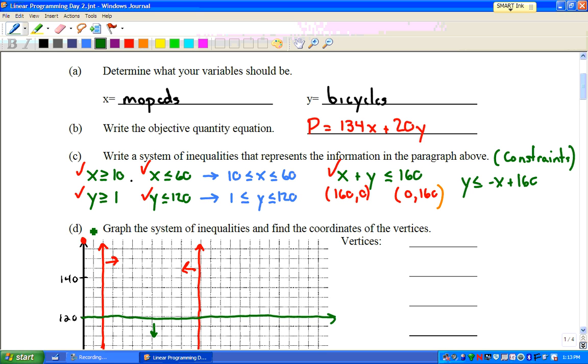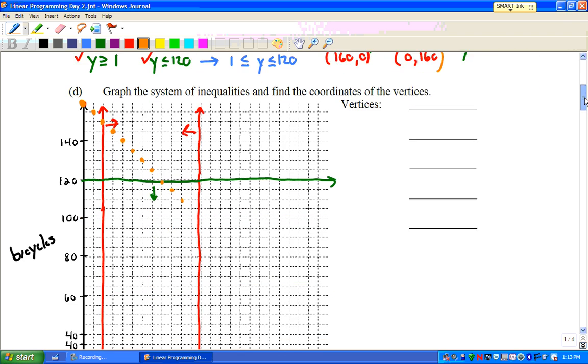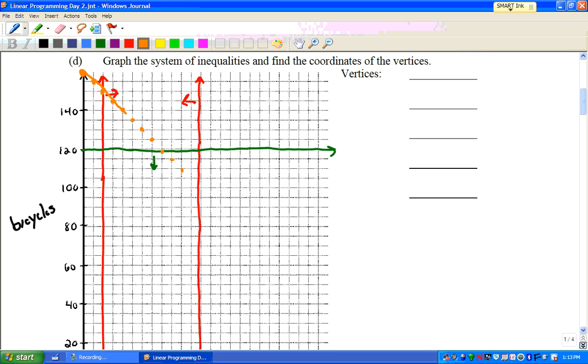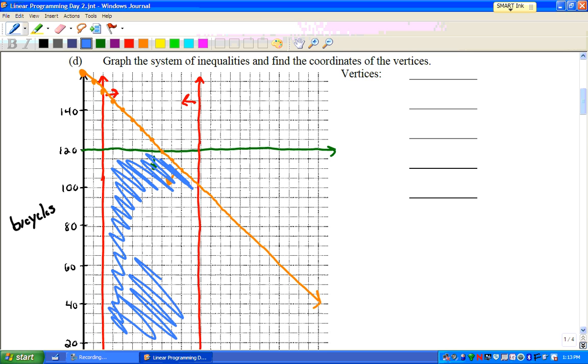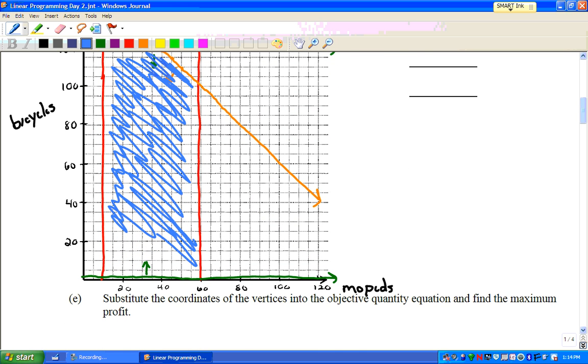So if I go up here to 160, I know I'm going to go down 1 over 1, down 1 over 1, because my slope is negative 1. So I'm just going to go ahead and run just like that. All right, so if I go ahead and graph that now, we have to shade below this. So we now have my region that's going to make all of these inequalities true, okay?